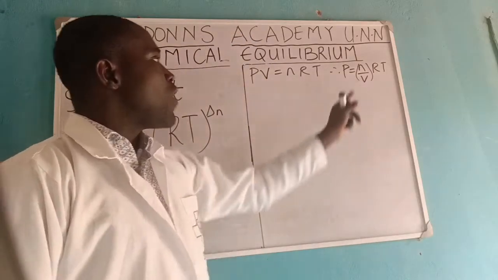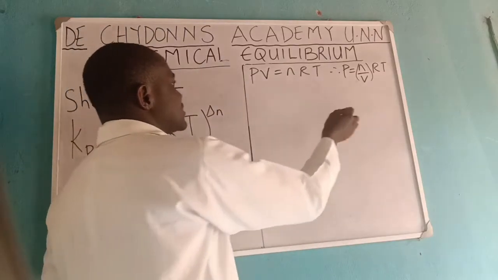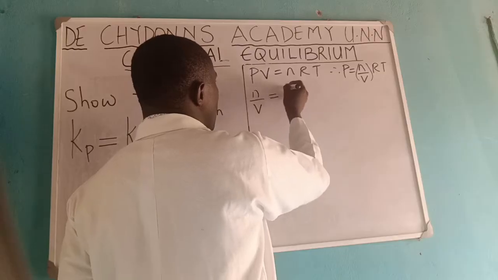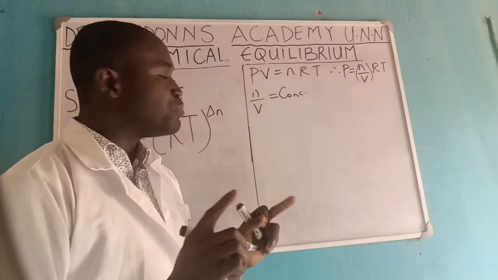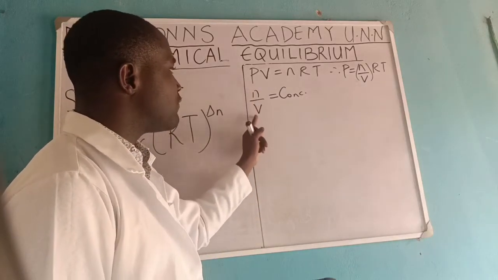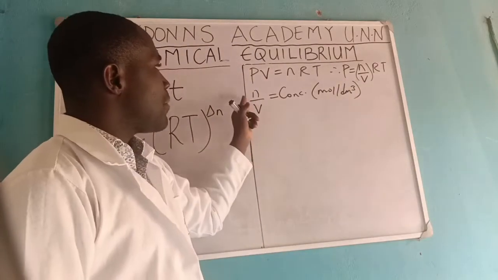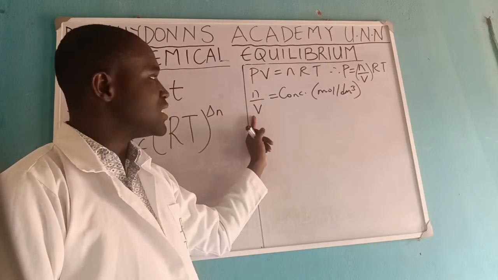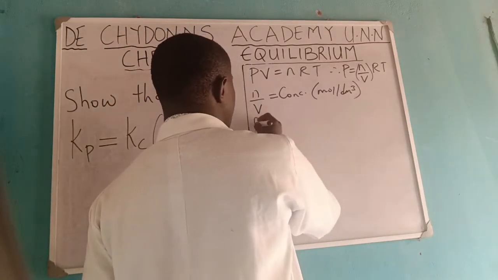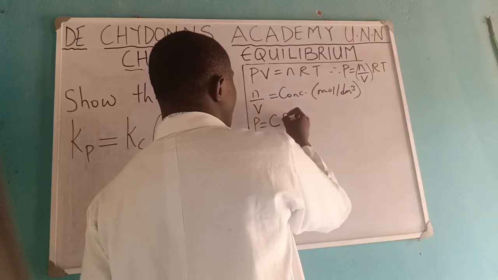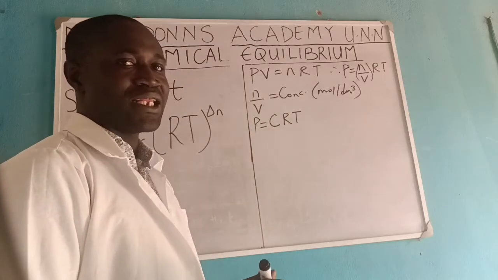N over V, where N is the number of moles and V is volume. And you know that N over V is what we call concentration. Concentration of a particular thing is presented in terms of number of moles over volume. That is why you will be saying mole per dm cube and others. Number of moles over volume. Are you getting it? So N over V is concentration. And so we will package this now as P equals concentration times RT. Are you getting it?